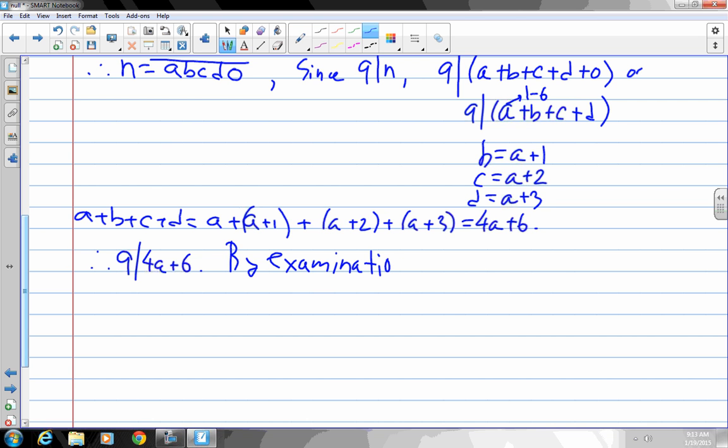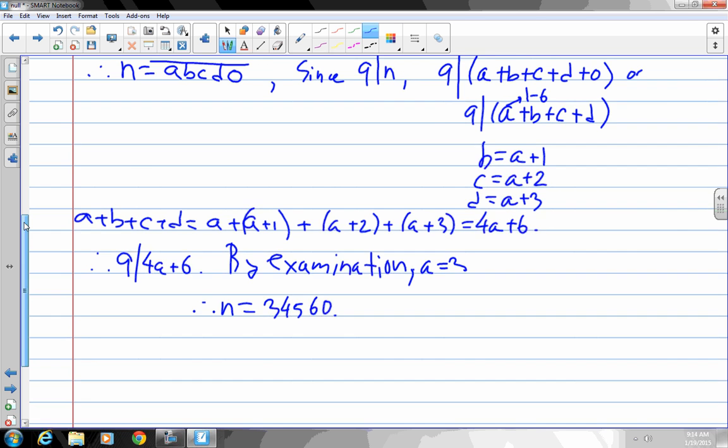This is why recordings are important, because I just talked for 5 minutes without writing anything down. By examination, A equals 3. So therefore, N equals 3, 4, 5, 6, 4 consecutive digits, 0. We agreed that the last one was 0, right? So that's the only one that's divisible by 9 and 5, and ends in 0.